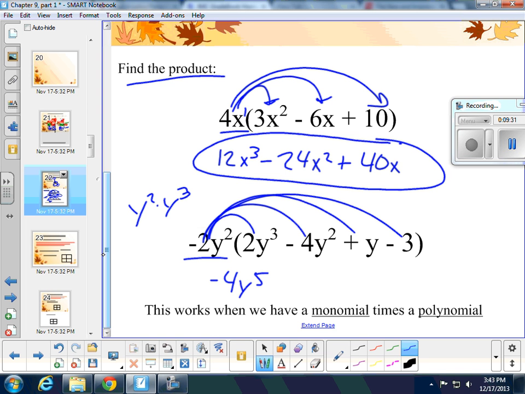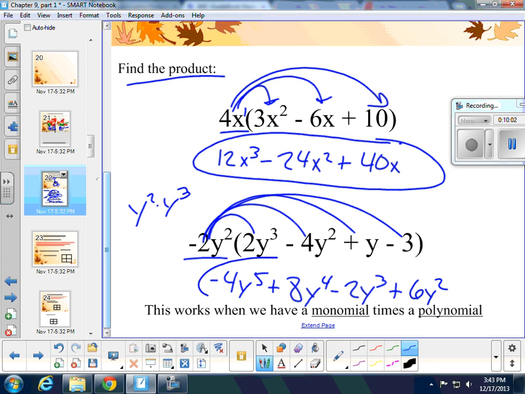Negative 2y squared times negative 4y. Negative times a negative gives me a positive, so positive 8. And then y squared times y squared, I add those two exponents, and get y to the fourth. Negative 2y times y would just give me negative 2y still, but to the third power now, because I'm going to increase it by one more. And negative y squared times negative 3. Negative times negative gives me a positive. 2 times 3 gives me 6. And then the y squared comes along with it.